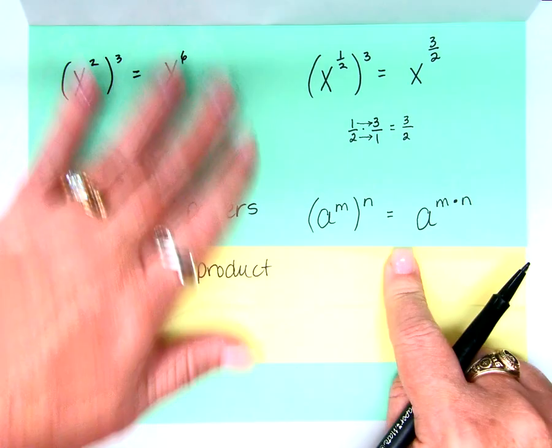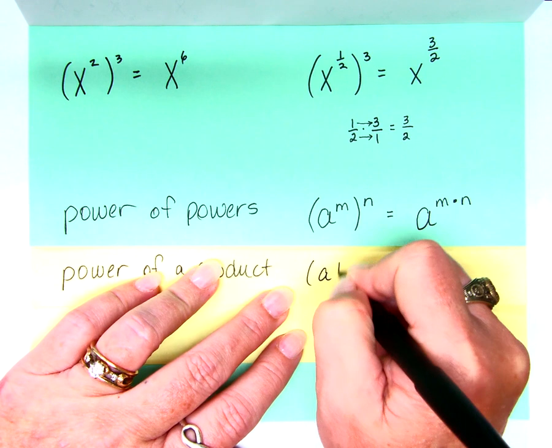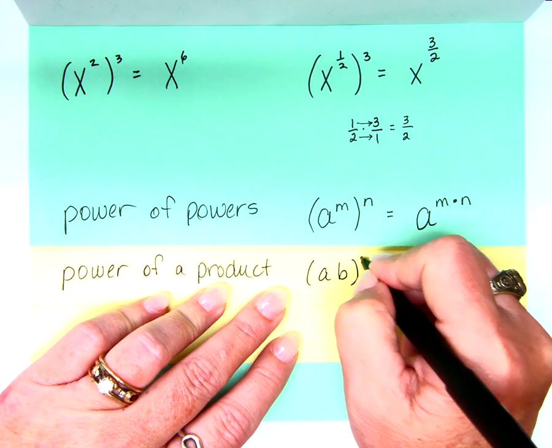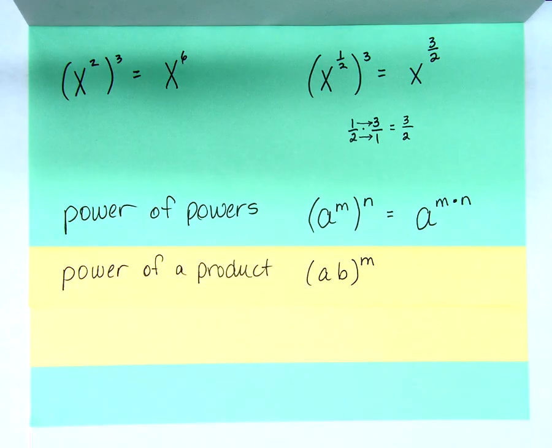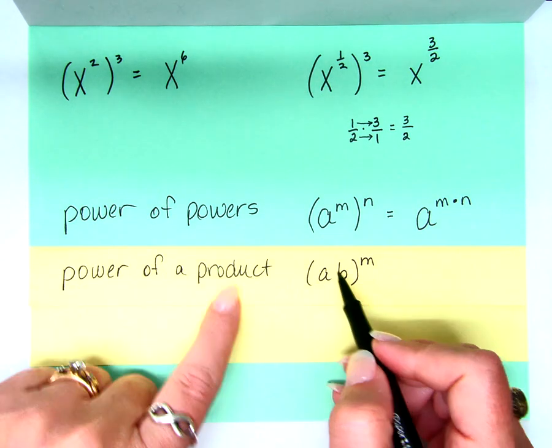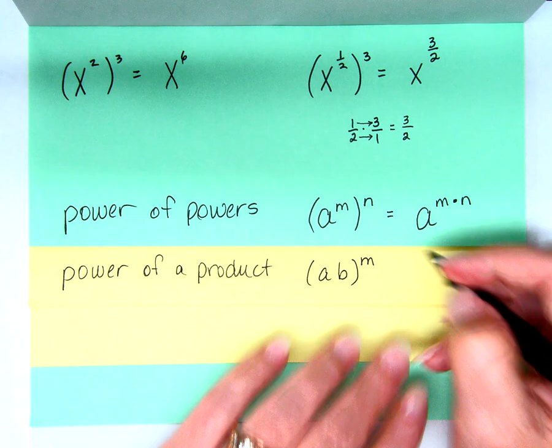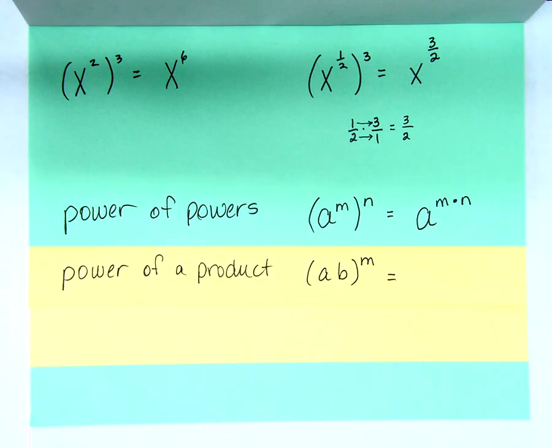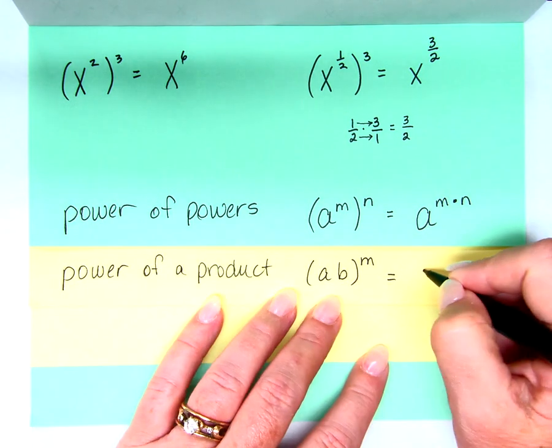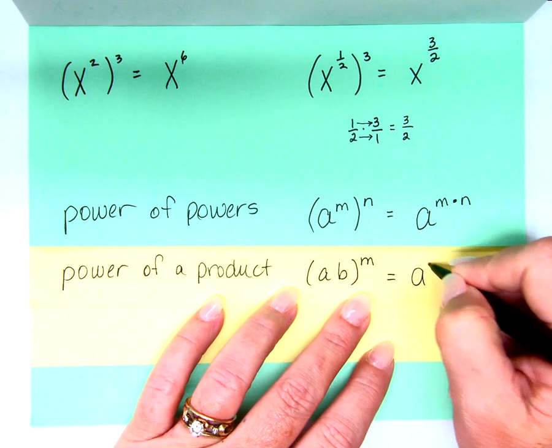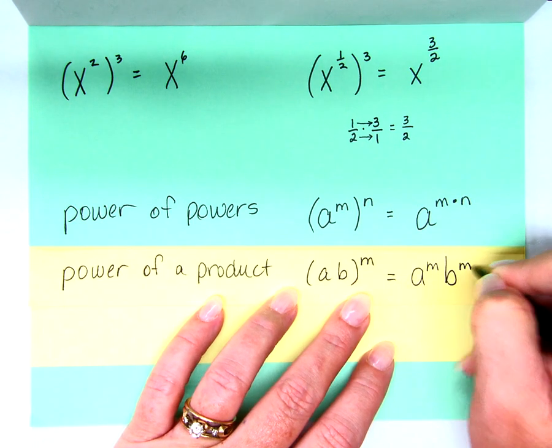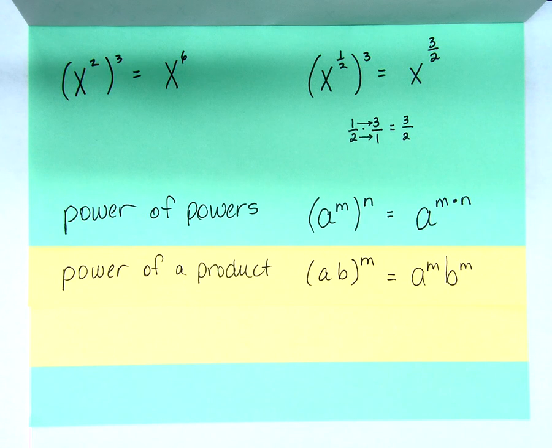When I have a power of a product, I'm actually multiplying two bases together and then raising them to a power. So the power of a product. Here's my product, and it's the power of that. Does that make sense? So tell me, what is being raised to the third power? Both of them? So a to the m power, b to the m power? Both of them are being raised to the m power. So a to the m power, b to the m power. Okay? Any questions about that?